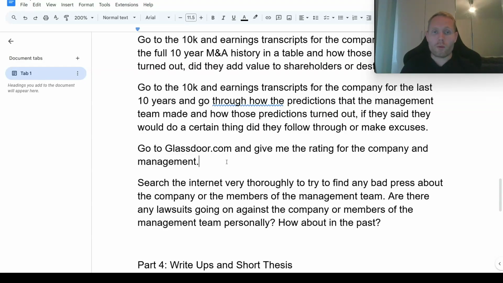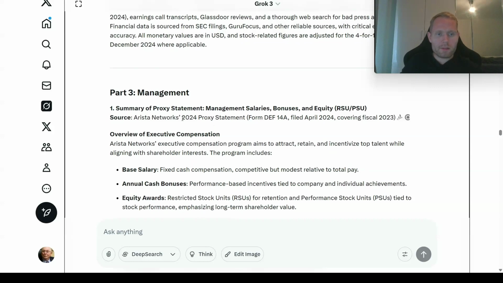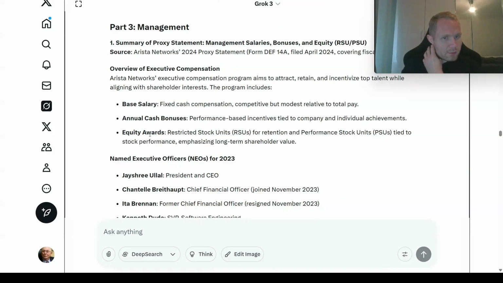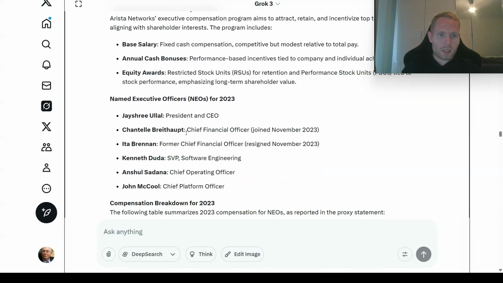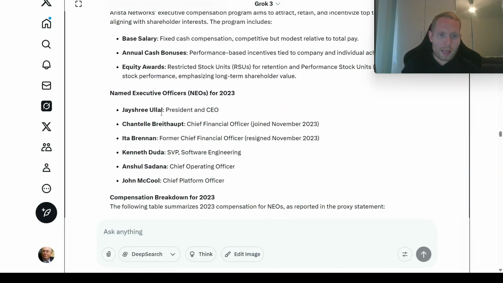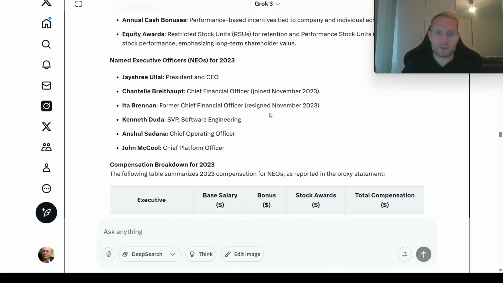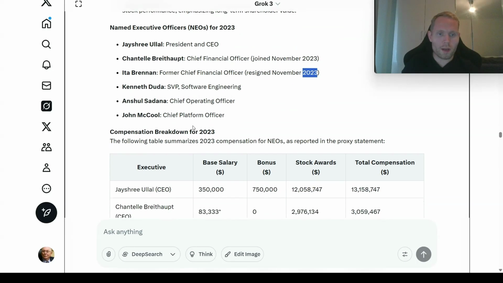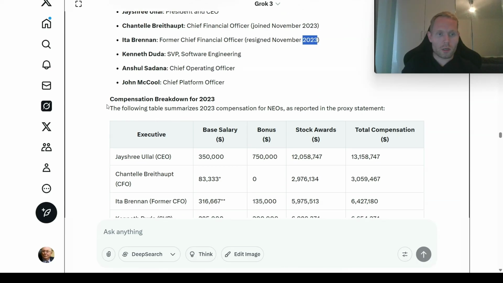let's run this prompt. All right, here we have it, the summary of the proxy statement: base salary, cash bonuses, equity awards. Jayshree Ullal is the president and CEO, and we can see the other people in the management team here. Former chief financial officers. Okay, they just had a change in that. Well, in November of 2023. SVP software engineering, COO, and the chief platform officer. Okay, this is very nice.